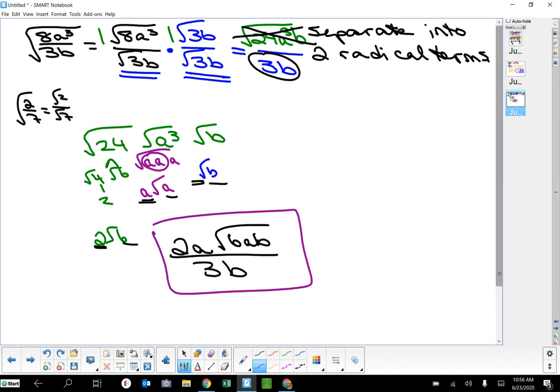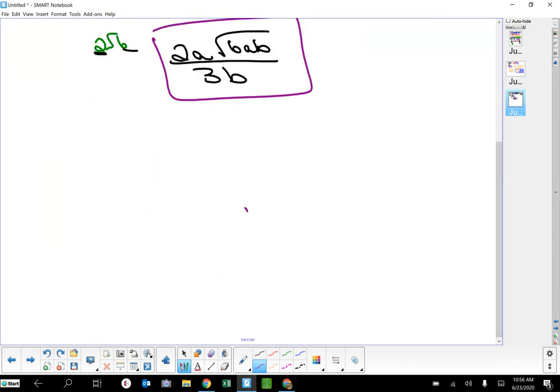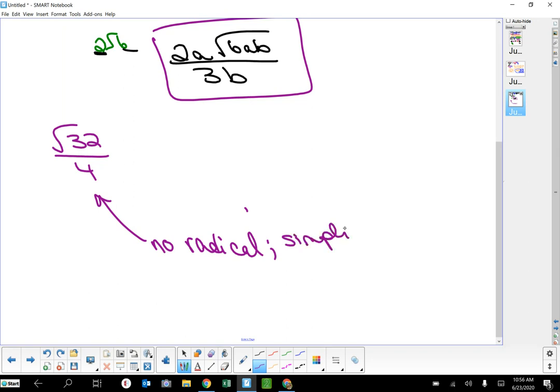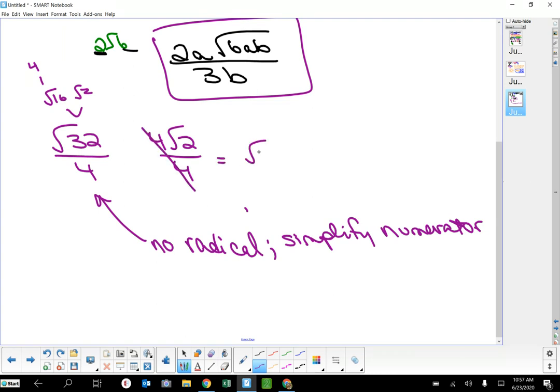Okay? And here's the one you have to be careful of in varsity. They have some in there that look like this, rad 32 over 4. Well, there's no root here. So you don't have to multiply by rad 4 over rad 4. It's not a rad 4, right? This is just a 4. So just simplify the numerator, or reduce, and then simplify the whole fraction. So rad 32 is rad 16 times 2. Rad 16 is 4. So this is 4 rad 2 over 4. And then these would cancel and leave you just rad 2.